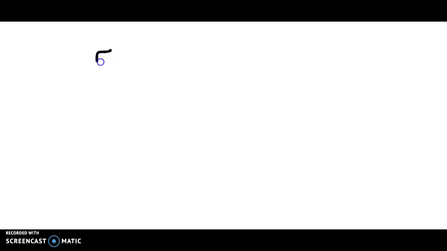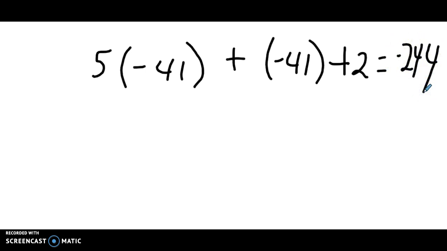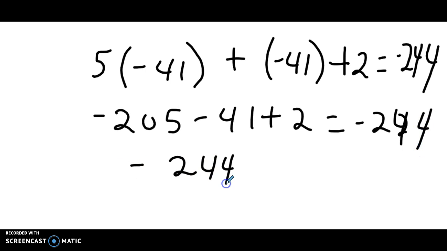So what we did was we had 5 times the smallest number, which is negative 41, and then it said to add those to it. Okay, so this gives me negative 205 minus 41 plus 2, because I used that rule that we made. And then we get negative 244 equals negative 244. So that's our check. We just checked it. Okay.